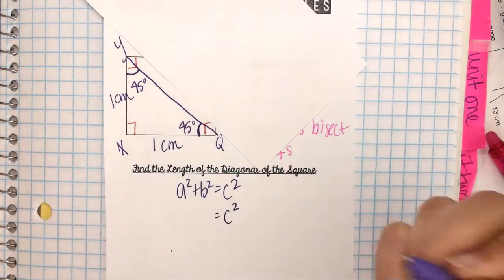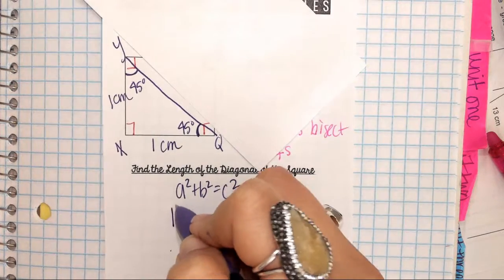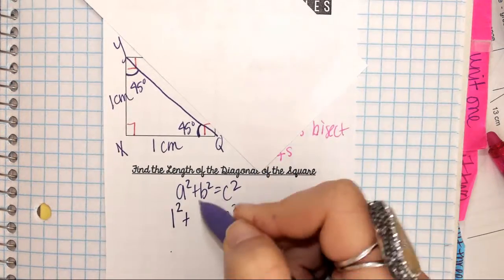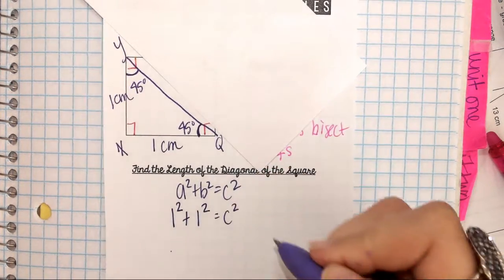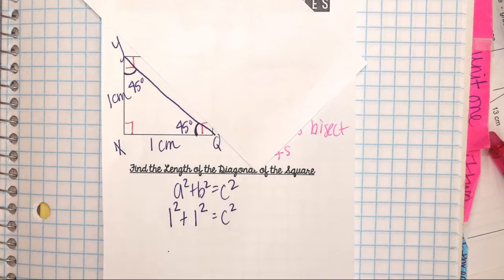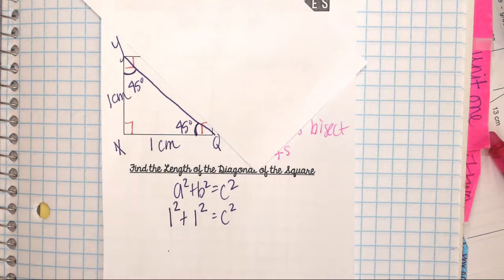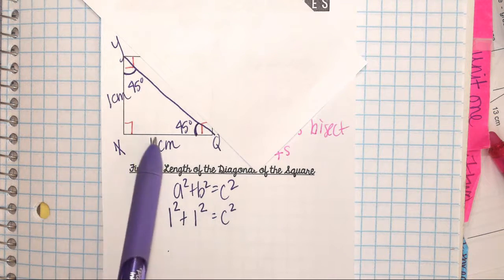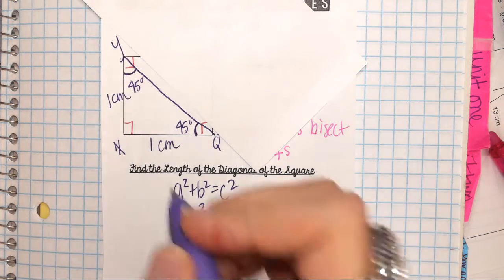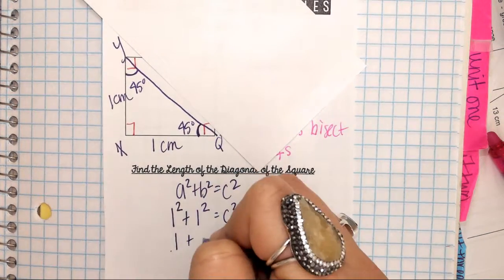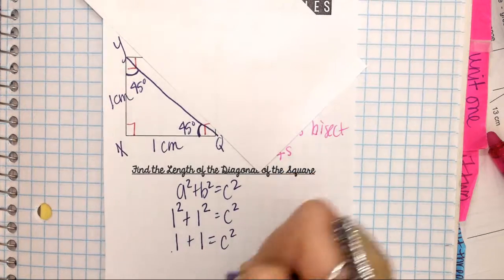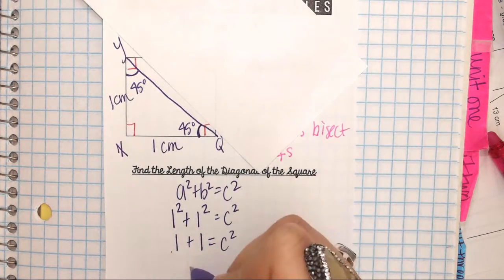What is A? A is 1 centimeter, as a leg. And what is B? Oh, 1, my bad. Does everybody see where we got these numbers from before we go any further? 1 centimeter, because we got it from there. And what is 1 squared? 1. And what is 1 plus 1? 2.